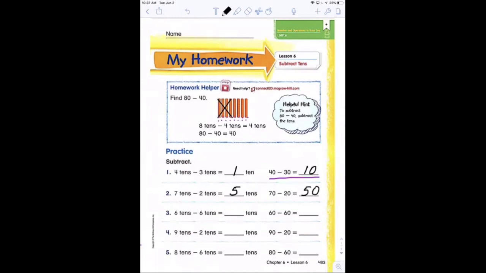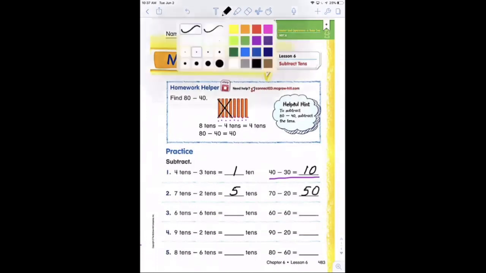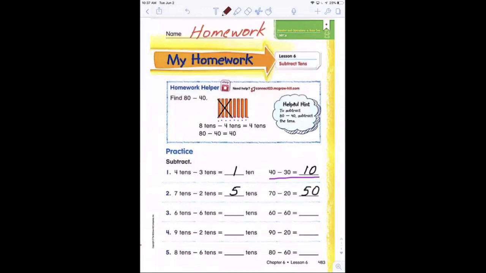So for homework, okay, this page will be your homework page. And remember, you need to rewrite the problems in the vertical way like we did on the other page. So you have this page as your homework. Now this page here is also your homework.